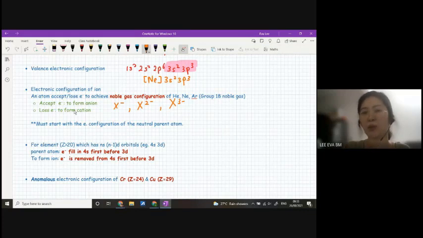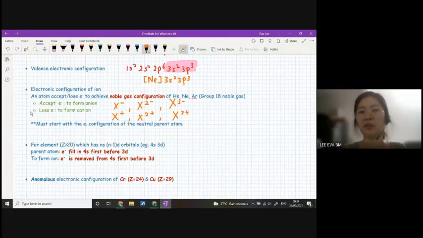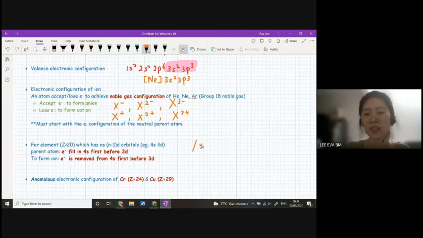When you're losing electron, you are forming the cation. That means if I'm losing one, it becomes X positive. Losing two, X2 positive. Losing 3 electron, it becomes X3 positive. Okay, so need to keep in mind lah, accepting or removing the electrons. So you need to start with the electronic configurations for the parent atom. So you know from where I need to remove electron, especially when it comes to the 4s 3d subshell. Or maybe sometimes it will refer to 5s 4d, or maybe it will refer to 6s 5d and so on. But the common one is 4s 3d. Fill in 4s before 3d, remove also remove from 4s before 3d.